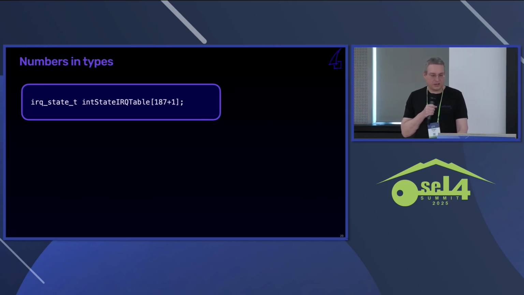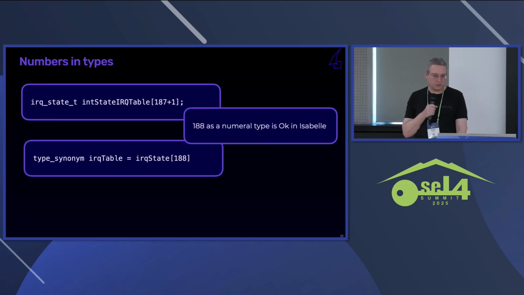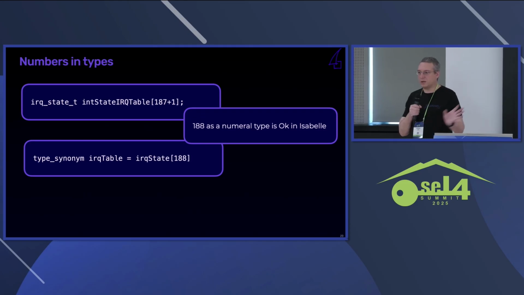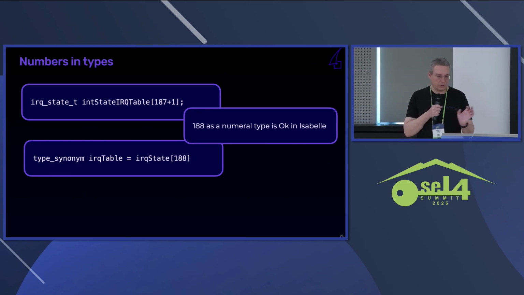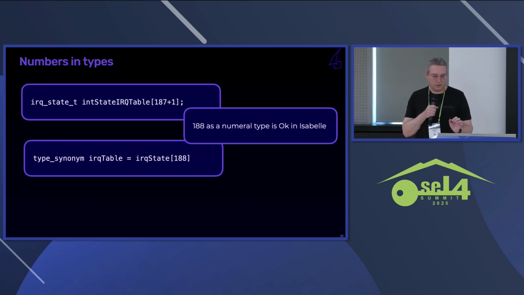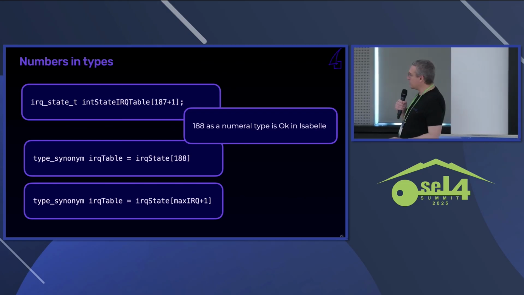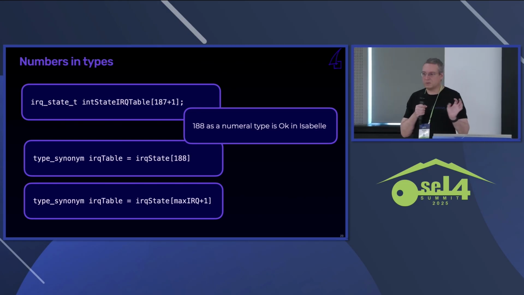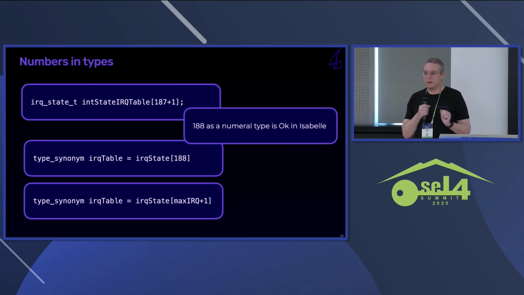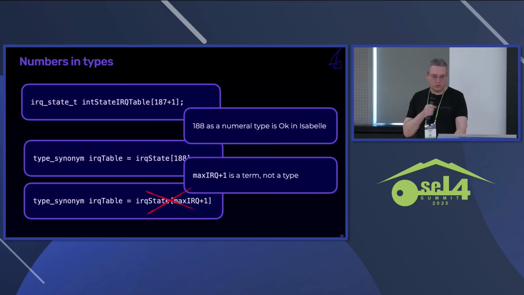So what currently would happen is, after pre-processing, it's that. The C parser will go and evaluate that, and in Isabelle, it is actually okay to write a number as a type. If you know a little bit about simple types and theorem proving, you might think that's weird, but that's okay. That one we can do. The one that we cannot do is this one. We cannot write max IRQ plus 1, even just straight in Isabelle, because the plus 1 is a term and not a type, and you can't have a term inside a type. That would be dependent types, and we don't have them in Isabelle. We also don't like them. Way too much trouble.